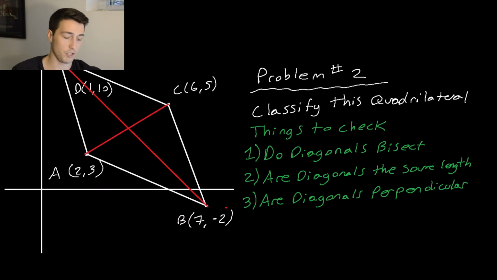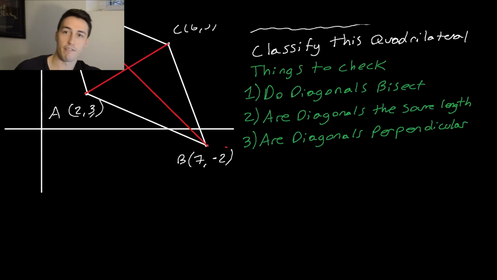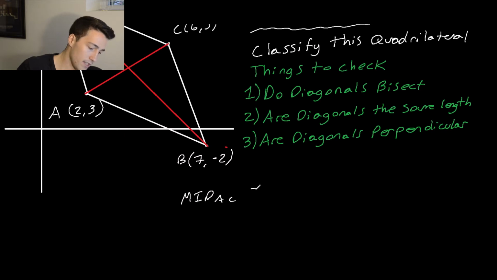So now moving on to problem 2, we have another quadrilateral and we're asked to classify it. First we're going to check to see if the diagonals bisect each other. So we're going to get the midpoint of AC again, and that's going to be 6 plus 2 is 8, divided by 2 is 4. So it's going to be 4, and then 3 plus 5, that's 8, and that's going to be 4 as well.